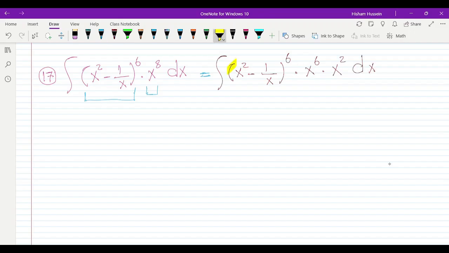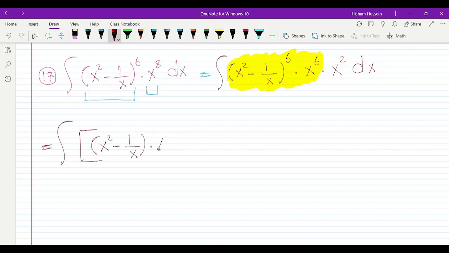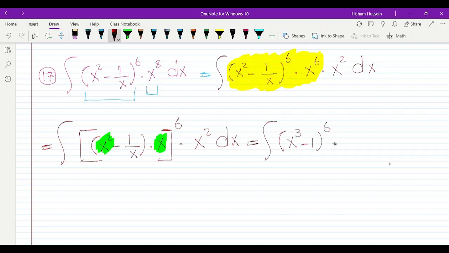And now unify the functions with the same power. Rewrite this function under the same umbrella of the power 6. So this will be the integration of (x squared minus 1 over x times x) all to the power 6 times x power 2 dx. Okay, so what's the benefit from this action? Here, x times x squared is x power 3, x times 1 over x is 1. So this is the new form of the function. It's (x power 3 minus 1) to the power 6 times x squared dx.